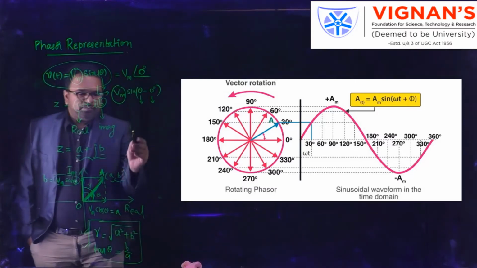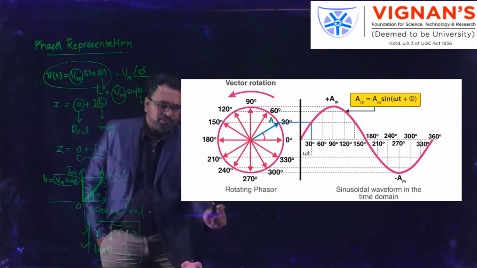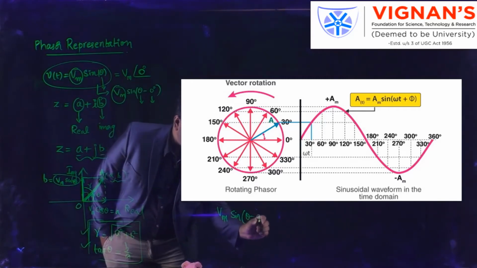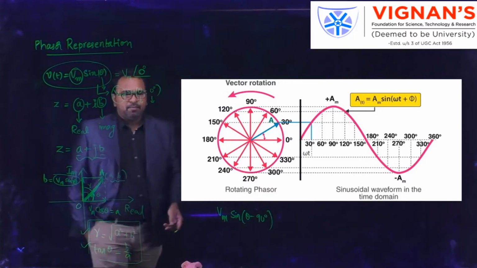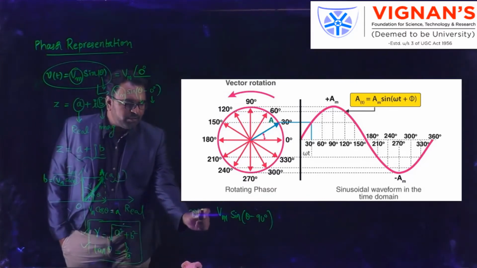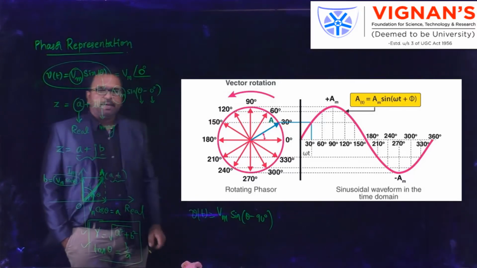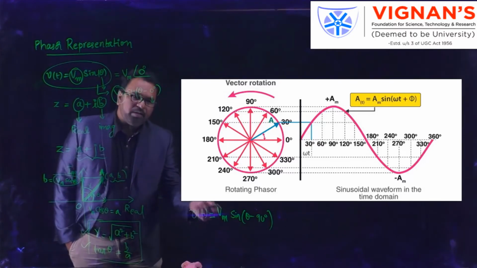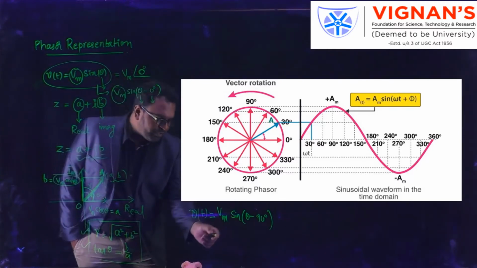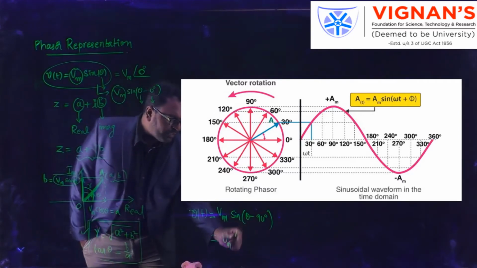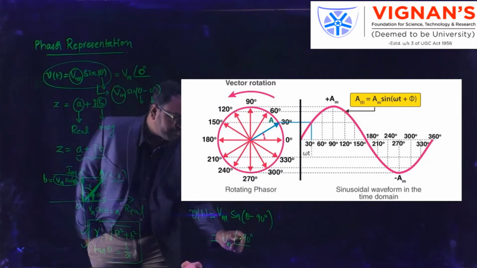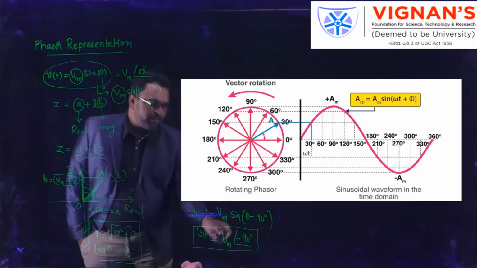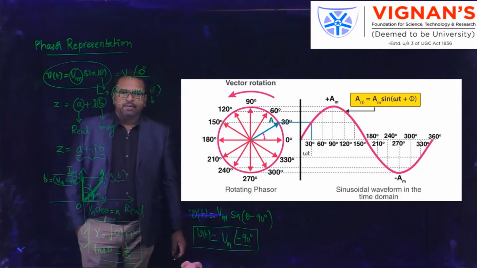For example, if I have v(t) as Vm sin (theta minus 90 degrees), how will you represent this sinusoidal expression in phasor form? What is the magnitude here? The magnitude is Vm. And what about the phase angle? It is 90 degrees. So this is how we are going to represent a sinusoidal quantity in terms of a phasor quantity.